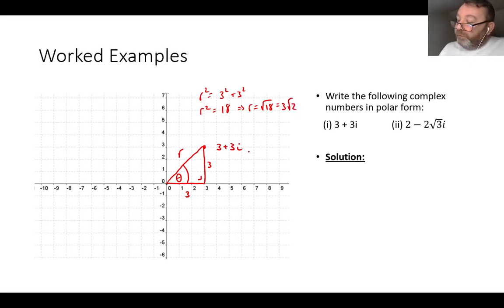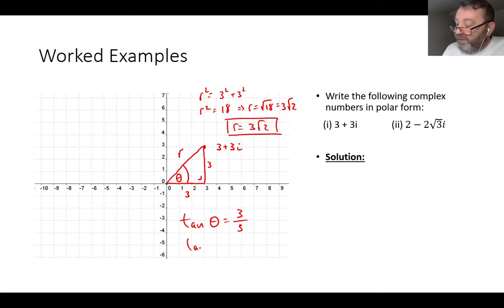So now I know what r is. r equals 3 root 2. So put a square around that because you're going to use it later on. The next thing I've got to do is find theta. So if I want to find theta, what do I do? Take the opposite and the adjacent, and use the function tan, with tan theta equals the opposite over the adjacent.